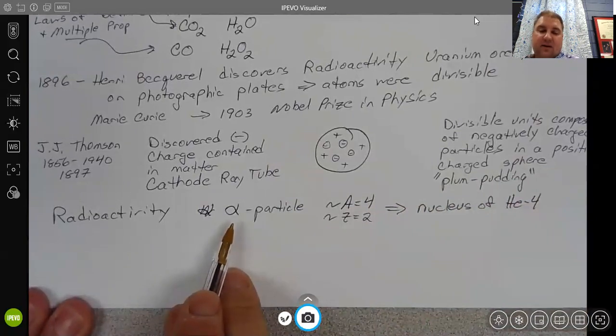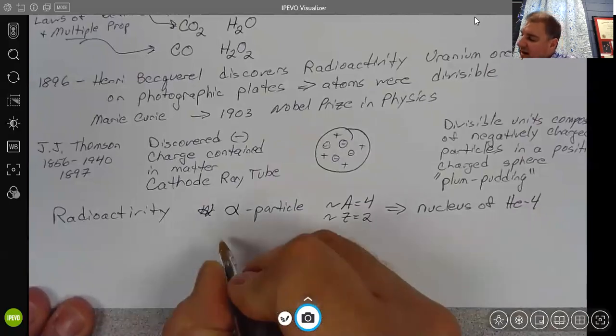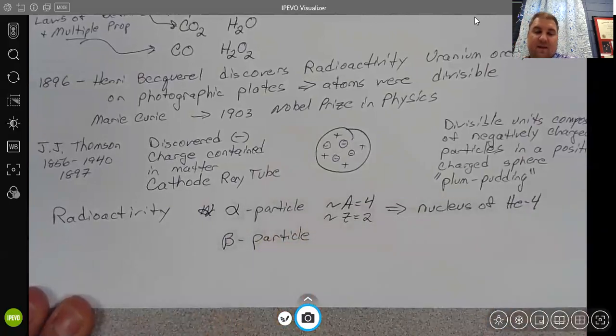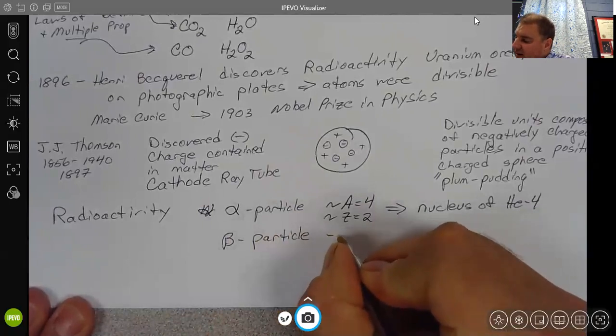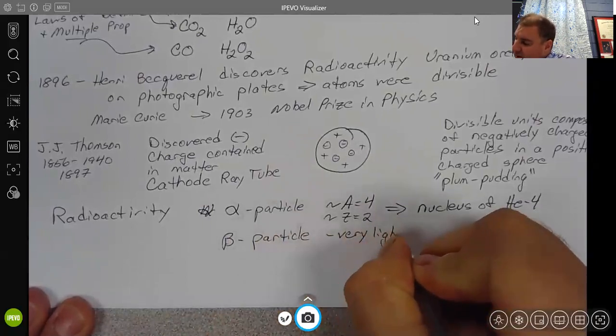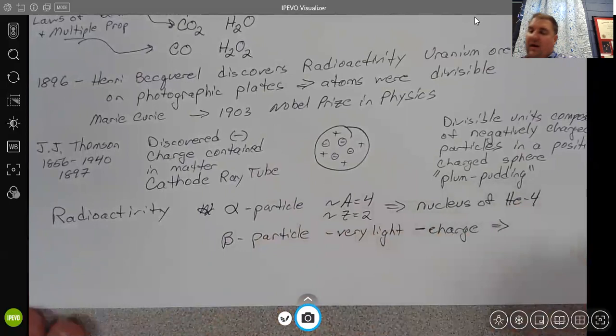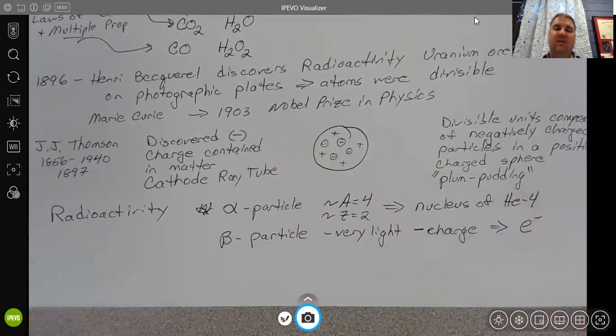Alpha is the first letter in the Greek alphabet. The second letter is beta, and that is what the second particle discovered was called. The beta particle was discovered to be very light and to have a negative charge. The particle that we know of commonly now that is light and has a negative charge is the electron. This does not mean that an electron existed within the atom or within the nucleus specifically, but that an electron was created as some sort of a decay happened.